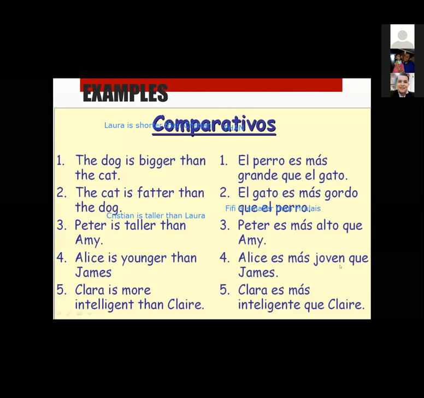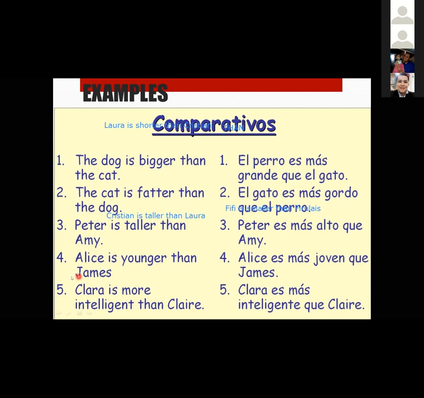Okay. Perfect. Carolina Dominguez? Hi, Carolina. Can you please read number two, please? The cat is fatter. Dan, the dog. Yes, very good. Fatter, más gordito, right? Fatter. Okay. Thank you, Carolina. Josue, can you help me with number three, please? Peter is taller than Amy. Perfect, Josue. Thank you very much.